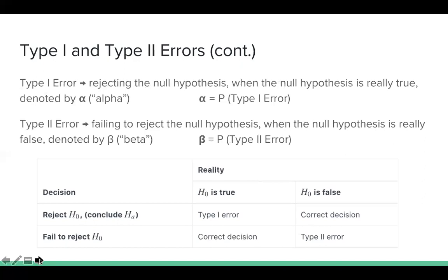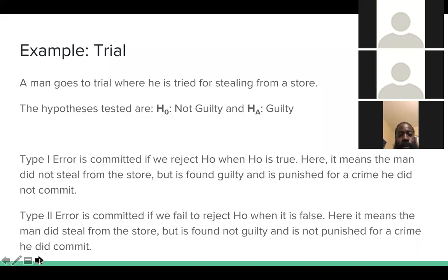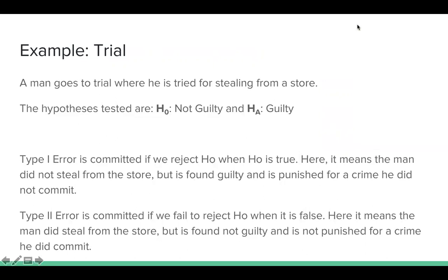So we're going to go over some practice problems. Hopefully it'll make it a little more clear. A man goes to trial where he is tried for stealing from a store. The hypotheses tested are: the null is not guilty, and the alternative hypothesis is that he is guilty. A type 1 error is committed here if we reject the null hypothesis when the null hypothesis is true. That's the definition of a type 1 error. But in the context of this example, it means that the man actually did not steal from the store, but he is found guilty and punished for a crime that he didn't commit.